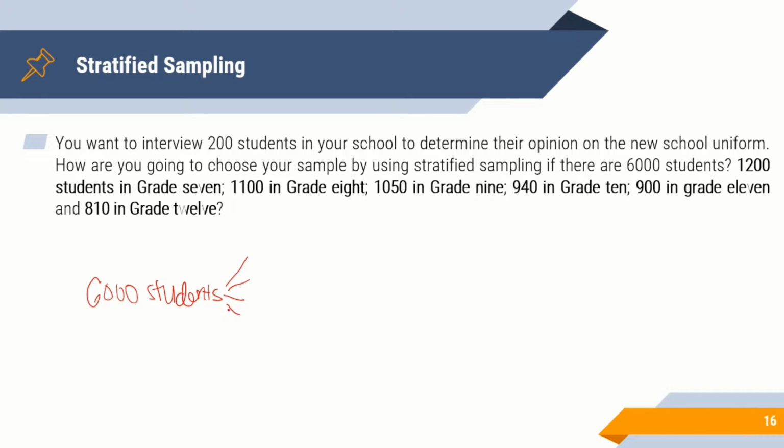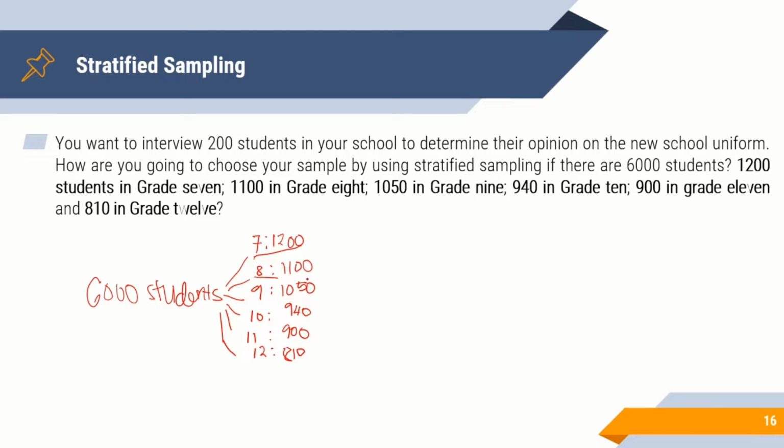So for grade 7, we have 1,200 students. For grade 8, we have 1,100 students. For grade 9, we have 1,050 students. Then grade 10 has 940. For grade 11, we have 900. And for grade 12, we have 810. So these are the strata.